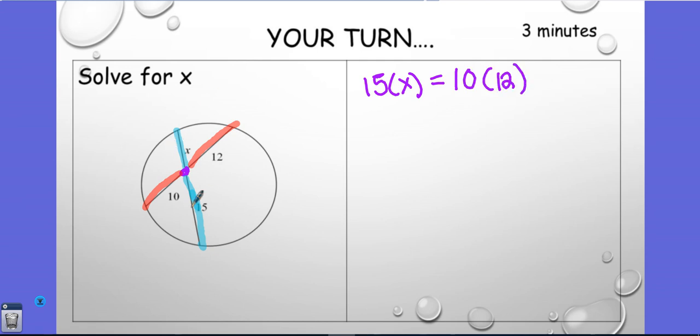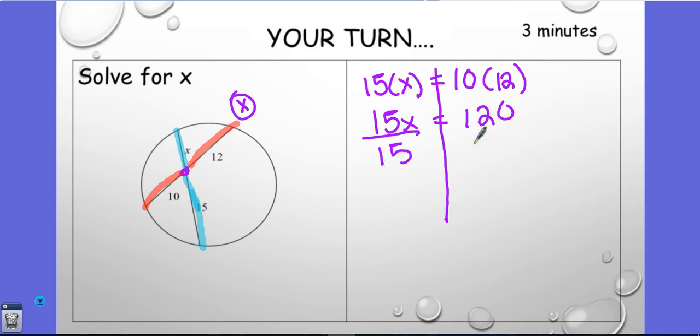Now, so you don't get the rules mixed up with the secants, if you notice, this looks like a multiplication sign right here. So if you can remember that that's a multiplication sign, then you can know to multiply the two segments of that chord. So here we get 15x equals 120. Draw our line and let's roll.